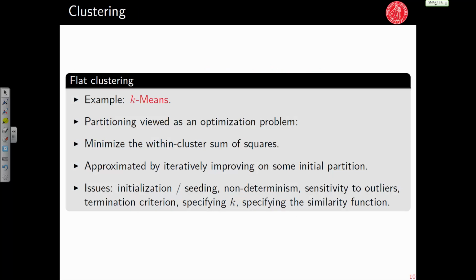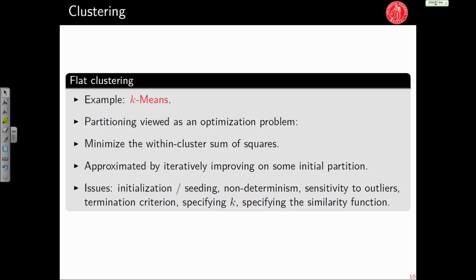In clustering, we looked at one algorithm only, which is k-means, and we said that clustering could be viewed as an optimization problem, and our optimization function is this within-cluster sum of squares, so the distance of the members of one cluster to the centroid of that cluster. We had to run this, so the algorithm started from a random partitioning of the space, and then we iteratively improved or optimized this partitioning.